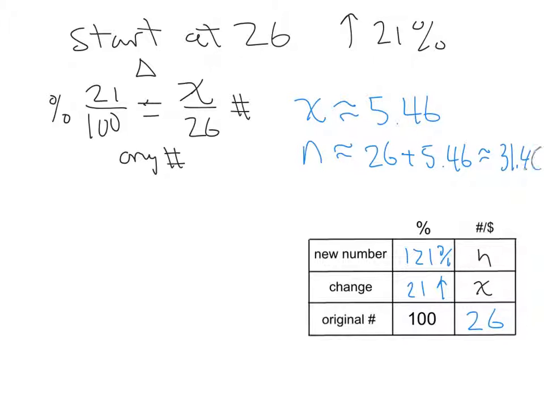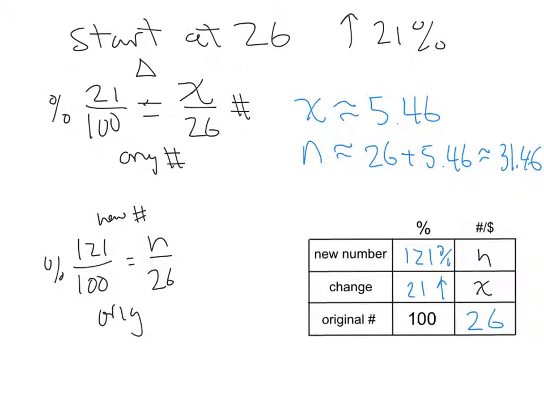31.46. Alternatively, since we have the new number on the percent side, we could have written the following proportion: 121 over 100 equals n over 26, and that's going to get us the new number directly. You can check that for yourself. If you solve this proportion, you're going to find that n is approximately 31.46.